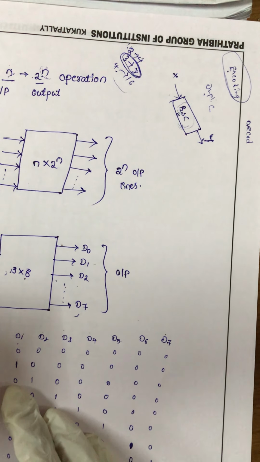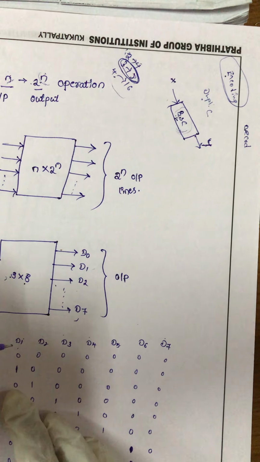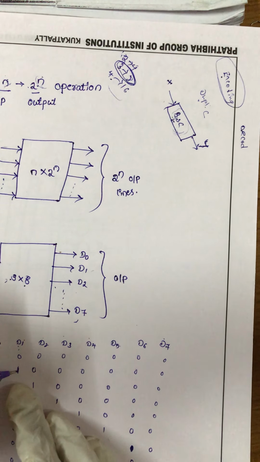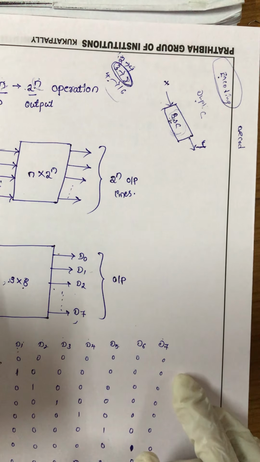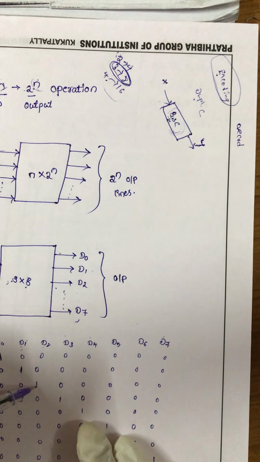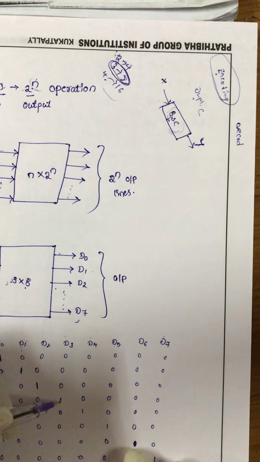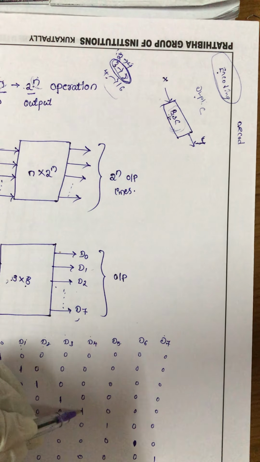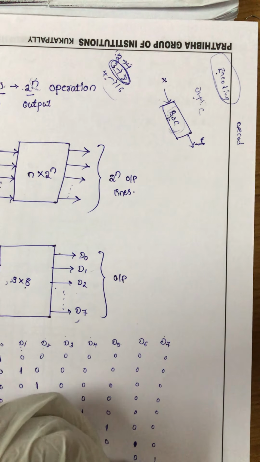Next condition, 0 0 1 condition. In this condition D0 is only 1, remaining all outputs are 0. Next, the third condition, 0 1 0: D2 is the output, remaining all are 0. Similarly D3, D4, D5, D6, D7.